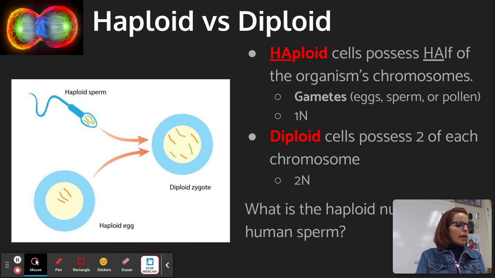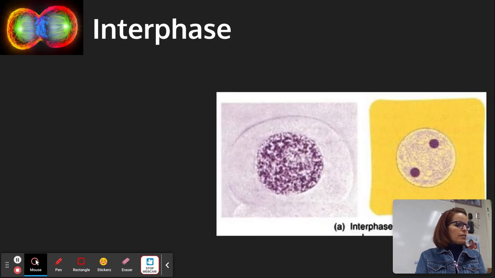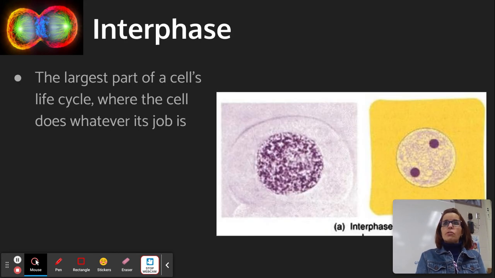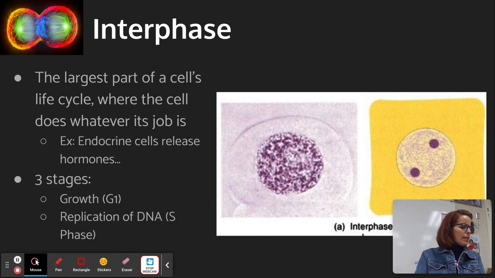And then we did haploid and diploid. Haploid is half the DNA. Those are 1N. Diploid cells are 2N. They have one from each parent in that case. It is possible for cells to be polyploid. Maybe you remember those terms. Strawberries are polyploid. Okay, and then I don't think you need to know all the details of these cell stages.